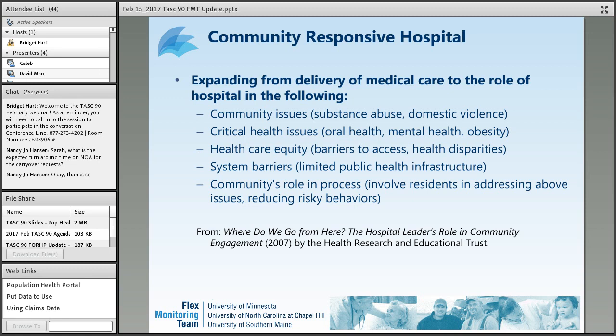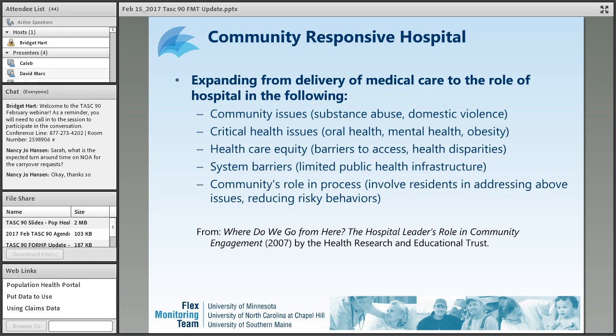But we don't expect them to fix everything. Think about the role that the hospital can play in addressing community needs, and to think a little more broadly about population health. So this comes from the Health Research and Education Trust of the American Hospital Association. So it's not just those of us from the academic world or from the policy world suggesting that hospitals need to take this role. This really comes from the hospital industry.